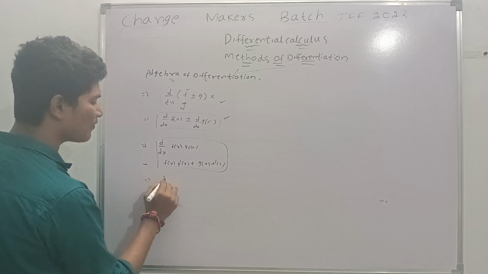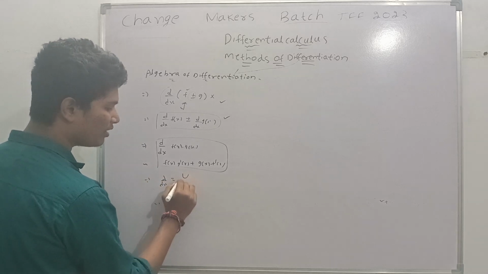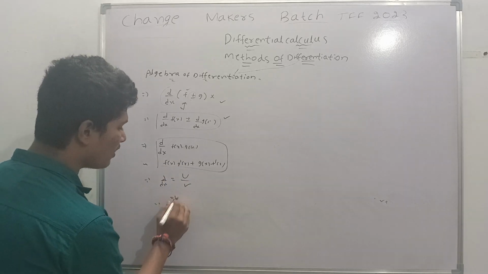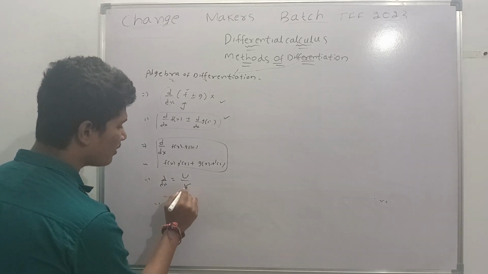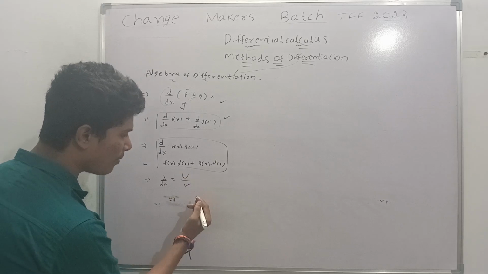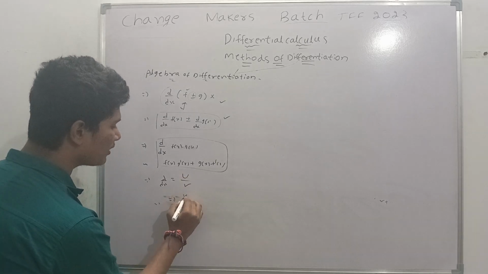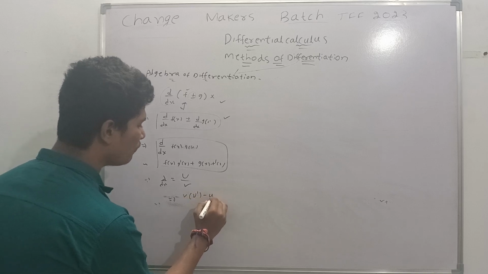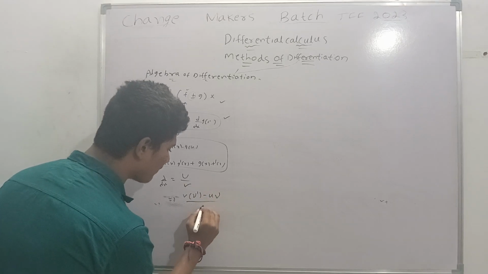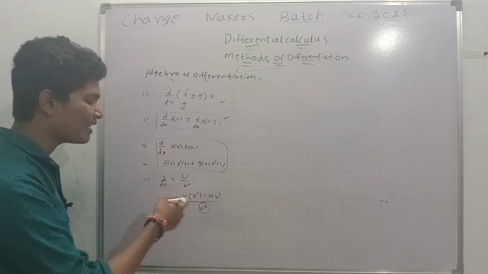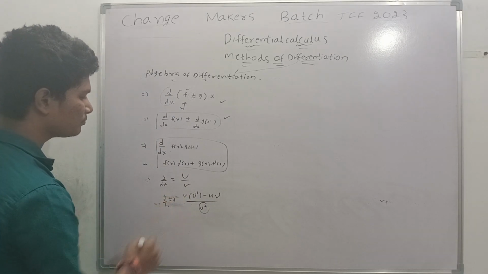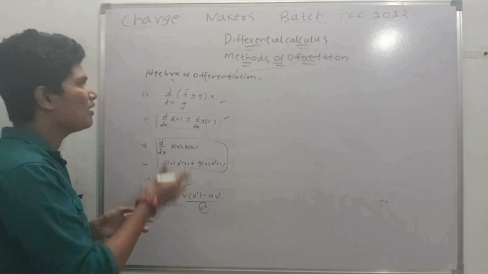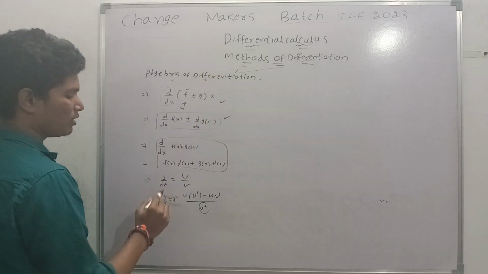And next, what is the algebra for division? If we take a function u and function v and we want to differentiate u by v, the denominator we have to take upward, that is v into u dash minus u into v dash, divided by v square. Like this you have to do: d by dx of u by v is v into u dash minus u into v dash divided by v square. This is the algebra for differentiation.